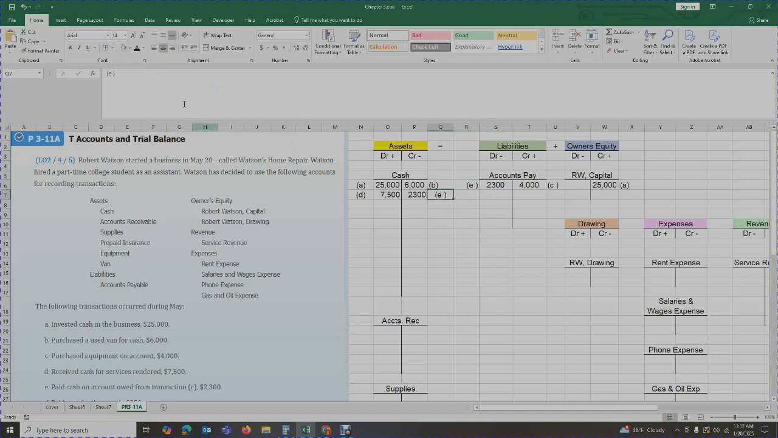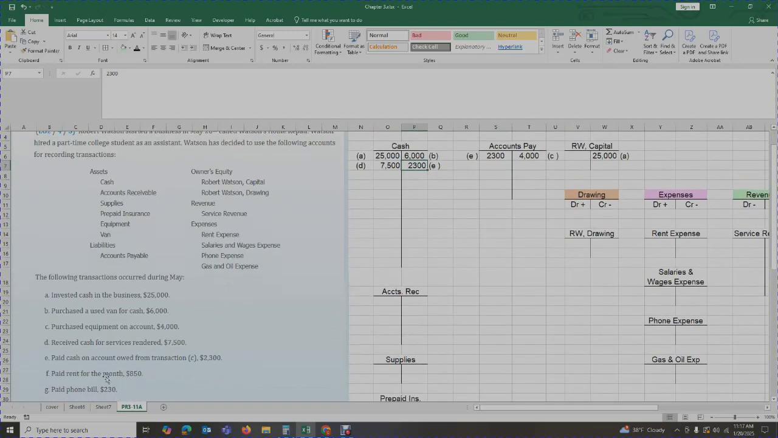So, I've got my transaction. I've got a debit to cash. I'm sorry, let me see. What are we doing? That paid cash on account. Okay, so cash gets credited $2,300, and accounts payable gets debited. So I've got a debit to accounts payable and a credit to cash. Okay, remember, debits must always equal the credits. So here we have a debit and a credit, so we're good there. Okay, so that is letter E.